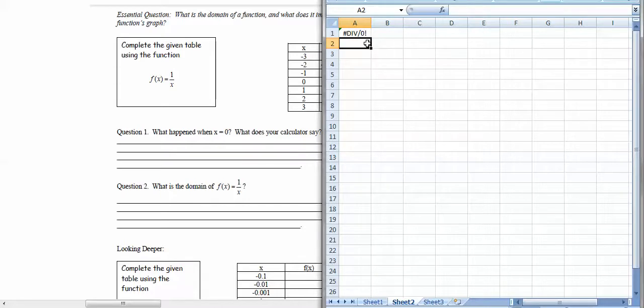Exclamation point. That basically means, are you crazy? You can't divide by 0. That's what it's saying. What is the domain of f of x equals 1 over x? Well, the domain is everything except the numbers such that x does not equal 0.